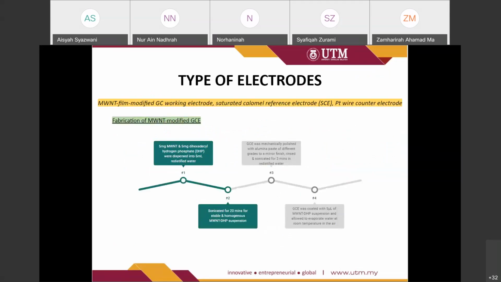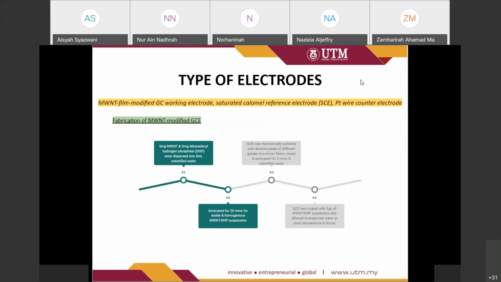Next, we go to the type of electrode. As for the type of electrodes, three electrodes are involved, which are MWNT, multi-wall carbon nanotube, film modified glassy carbon working electrode, and then we have saturated calomel reference electrode, SCE, and last but not least, we have platinum wire counter electrode. As for MWNT film modified GC working electrode, it was involved in the process of fabrication, to which 5 mg of MWNT and 5 mg of dihexadecyl hydrogen phosphate, DHP, were dispersed into 5 ml of redistilled water.